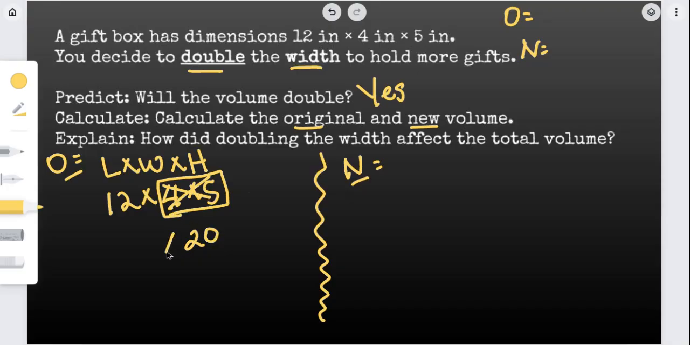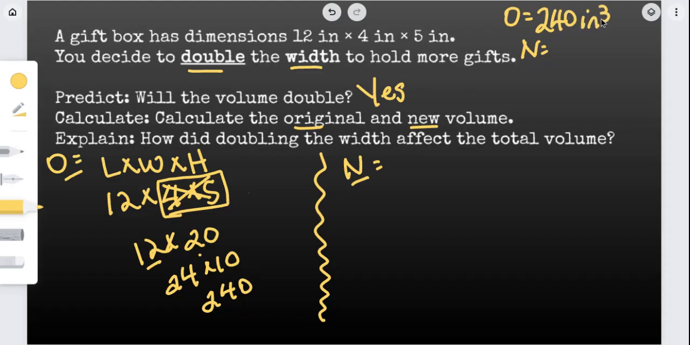I'm going to cross off what I've already used and bring down everything else. I'm left with 12 times 2, which is 24. With that 0, it's like saying 24 times 10, which gives me 240. So I'll record my original volume, 240 inches cubed.